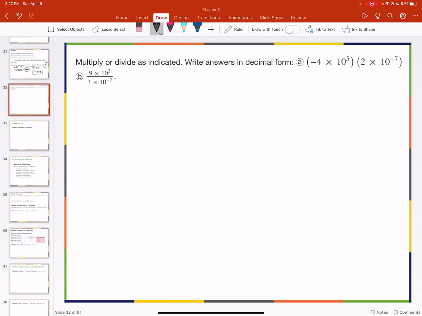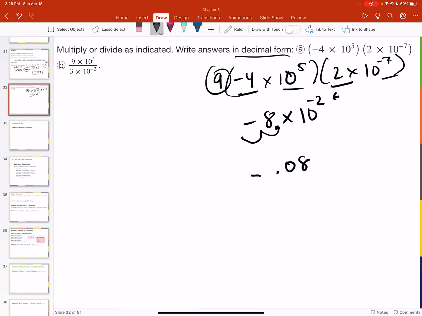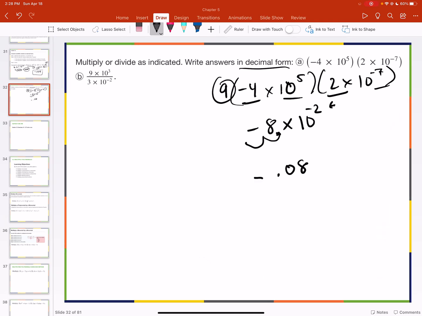Okay. So now let's do two problems with scientific notation. Because of the commutative property and properties of exponents, this becomes super easy. So here we have negative 4 times 10 to the 5th power times 2 times 10 to the negative 7th power. Combining the whole numbers, that's negative 8 times, and then 10 to the 5th power times 10 to the negative 7th. So 5 plus negative 7 is negative 2. But remember, we want to write it in decimal form. So that means we're going to move it 1, 2 spaces to the left. So negative 0.08 is going to be our final answer for that one.